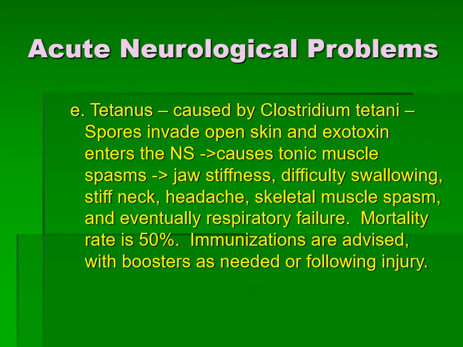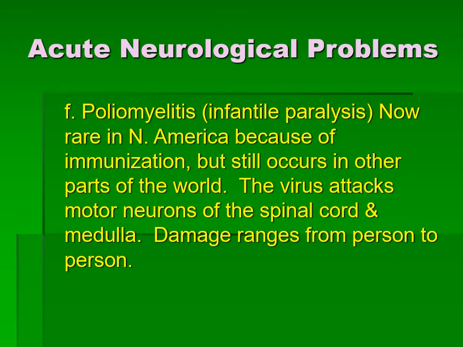Tetanus, caused by Clostridium tetani. Spores invade the open skin, and there's an exotoxin produced by the microbe that enters the nervous system, and it causes tonic muscle spasms, which results in jaw stiffness, difficulty swallowing, stiff neck, headache, skeletal muscle spasms, and eventually respiratory failure. Mortality rate is around 50%. Immunizations are advised, with boosters as needed or following injury.